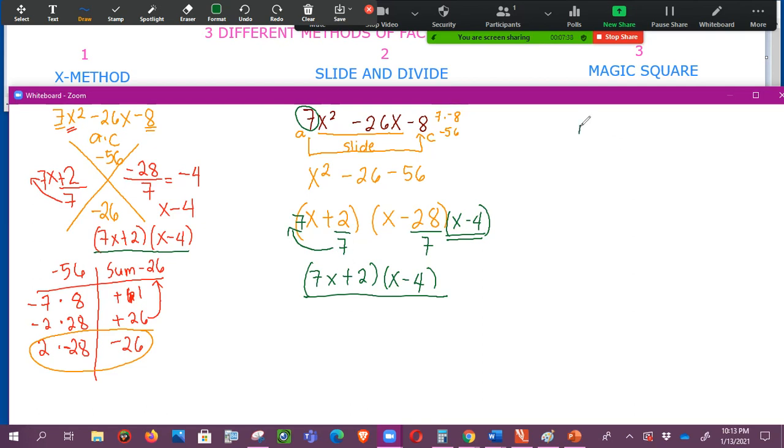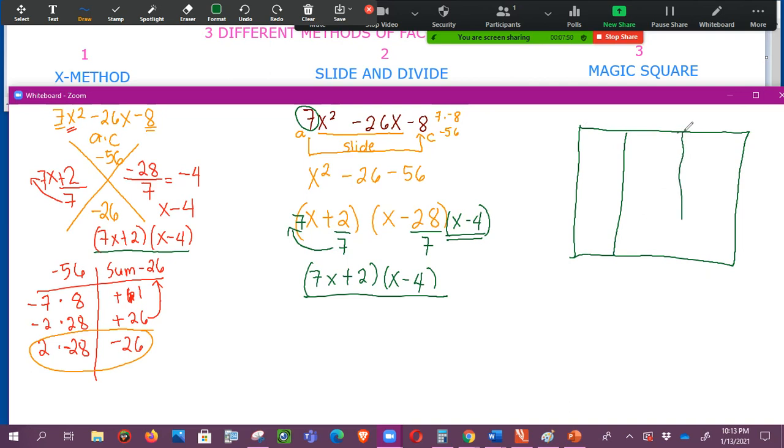So I'll draw a grid. Most of the students don't want to draw a grid. That's why they don't want this method. But this method is the most loved method because they appreciate this one every time they are encountering bigger numbers once you multiply the A and the C.